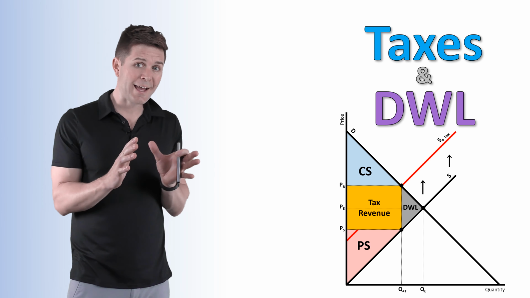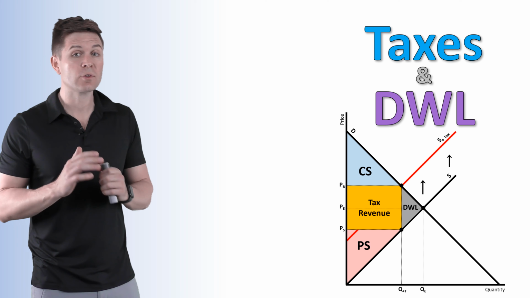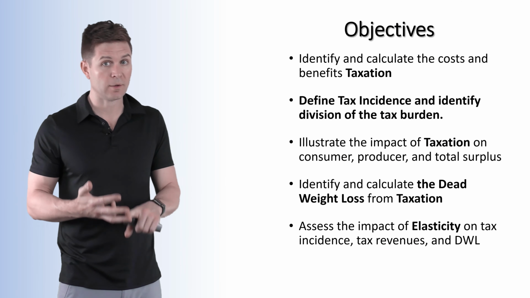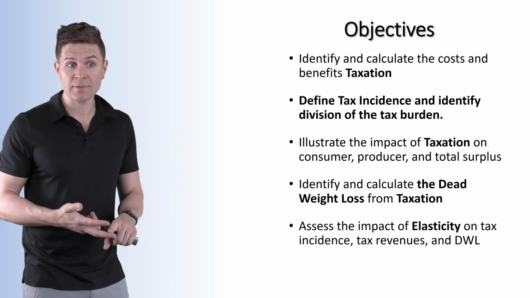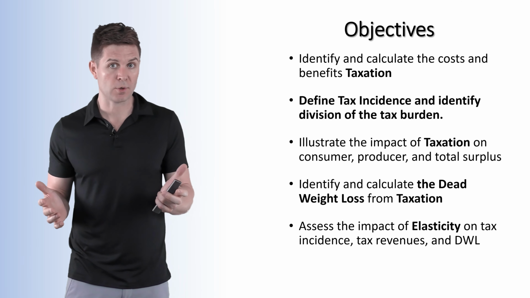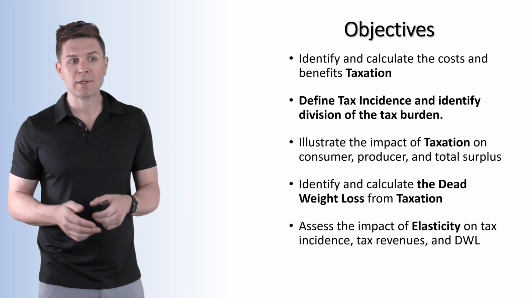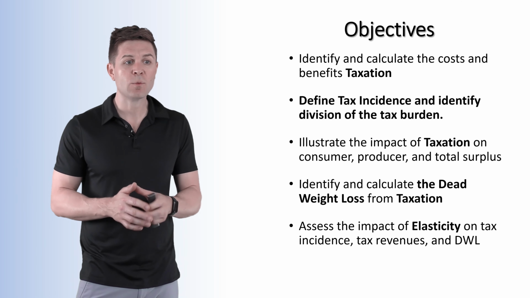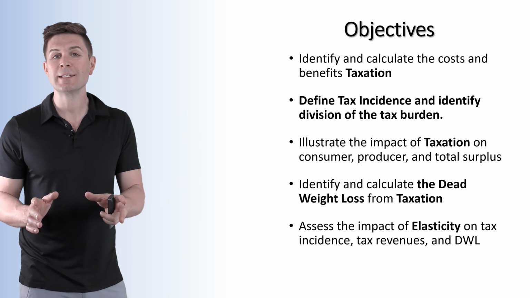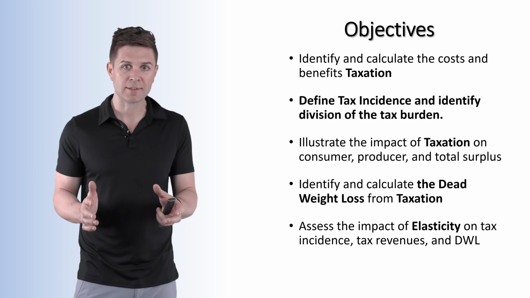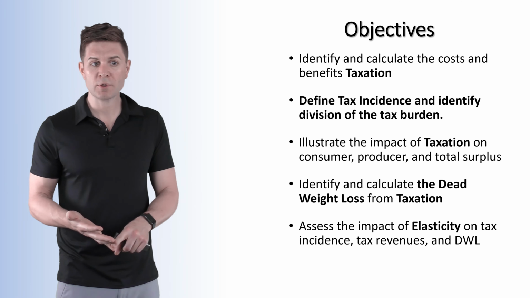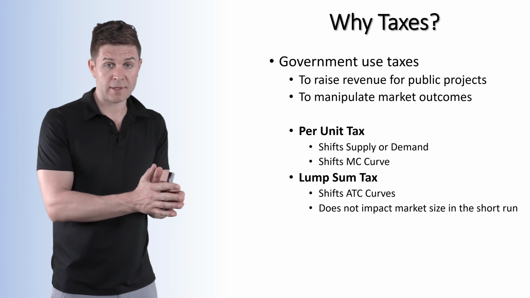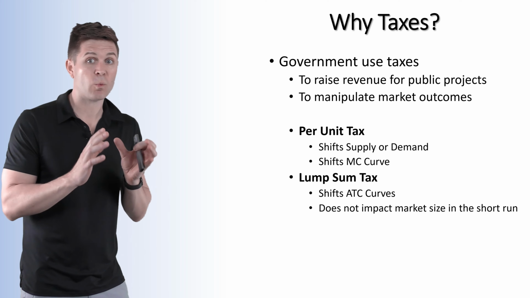Today we're going to be looking at taxes, tax revenue, and the deadweight loss caused from taxes. So our objectives for today: identify and calculate the cost and benefits of taxation, define tax incidence, and identify the division of the tax burden, illustrate the impact of taxation on consumer, producer, and total surplus, and then identify and calculate the deadweight loss from taxation, and then finally assess the impact of elasticity on tax incidence, revenues, and deadweight loss.